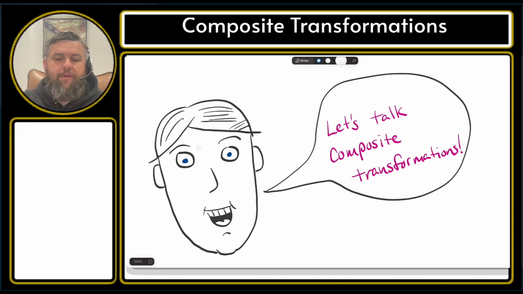Hi, everyone. Welcome back. Today, we're moving beyond single transformations and looking at composite transformations. We're going to be taking square root, cubic, and cube root functions and throwing everything at them at once, such as flips, stretches, and slides.